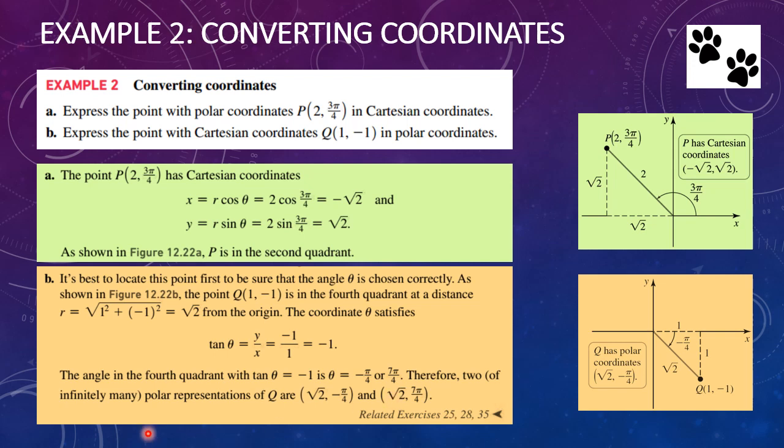Okay? Therefore, two of the infinitely many polar representations of Q are square root of 2, negative pi over 4, if we measure in the clockwise direction, and square root of 2, 7 pi over 4, if we measure in the positive direction.